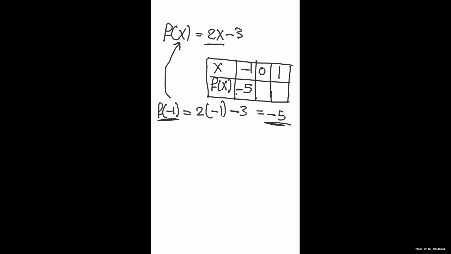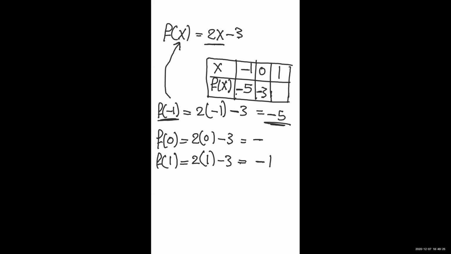Then I will get f of 0. Now x equals 0, so 2 times 0 minus 3 equals 0 minus 3, which is -3. The next one, f of 1: x equals 1, so the function is 2x minus 3, so 2 times 1 minus 3 equals 2 minus 3, which means -1. Actually now I finished the table.